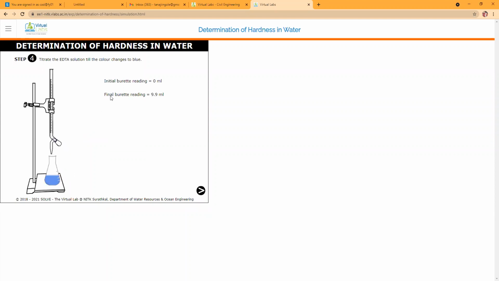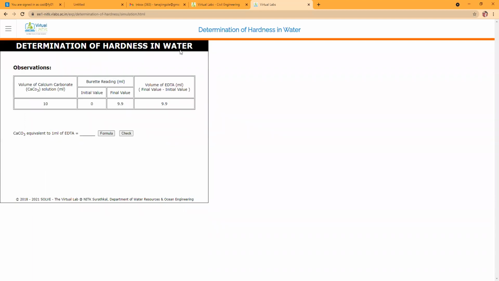Final burette reading is 9.9 ml. Initial burette reading is 0 ml because the reading started from 0, and the final burette reading is 9.9 ml. The color changes from wine red to blue. Next part.